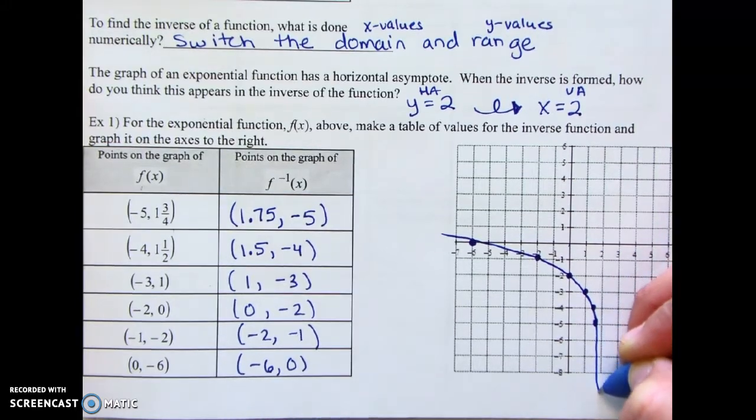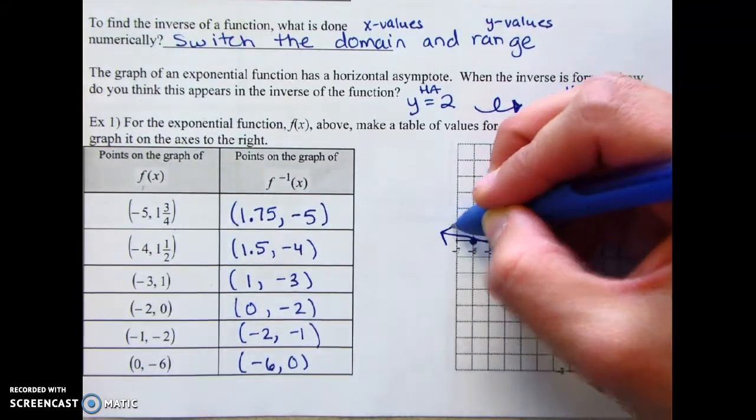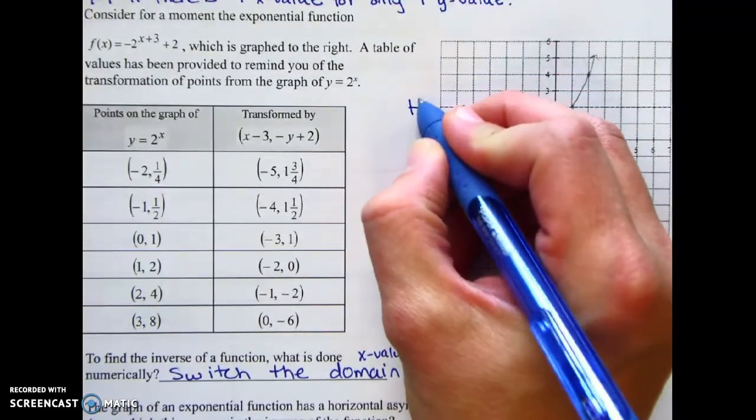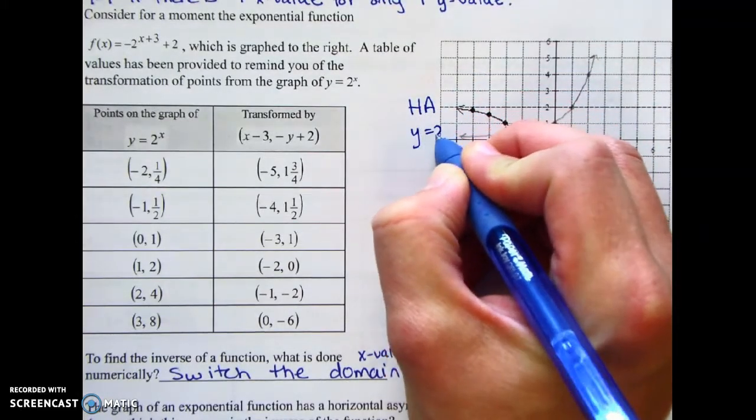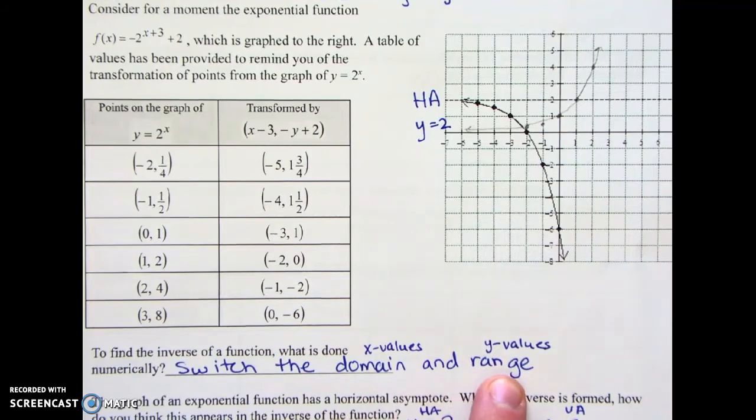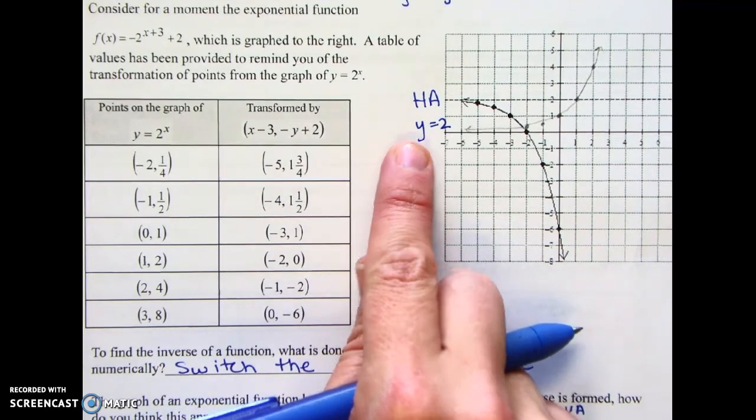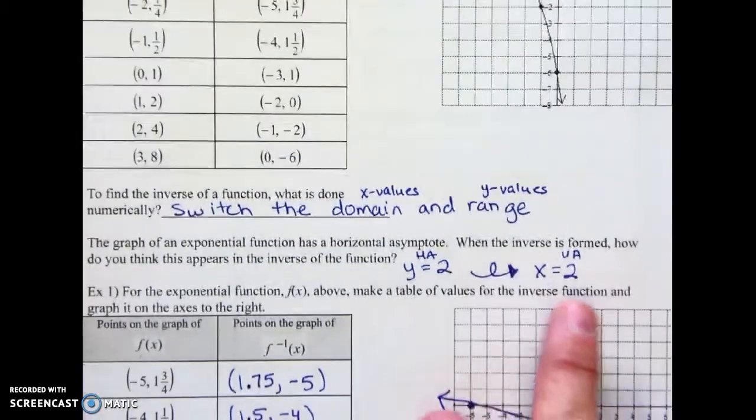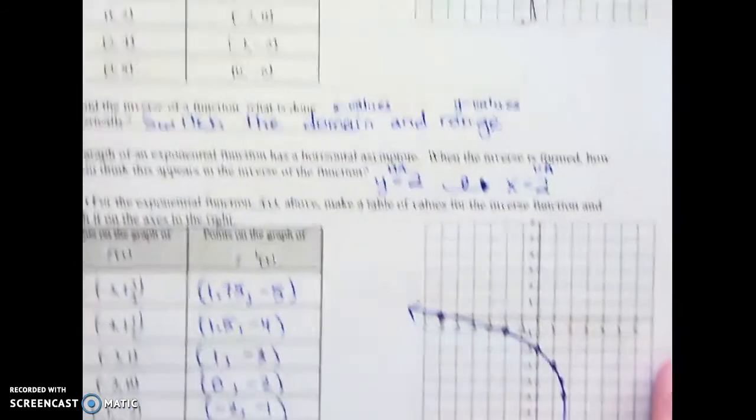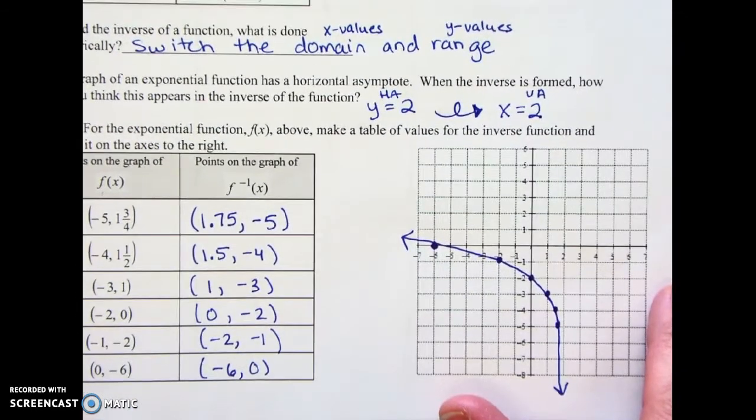Oh, what did we predict was gonna happen? So let's go back up here. Up here we had a horizontal asymptote at y equals 2. But then to find the inverse, we switch the x's and y's. So we switch a y from y equals 2, and we predicted we would have something at x equals 2. Now let's look at our graph. What do you notice at x equals 2?